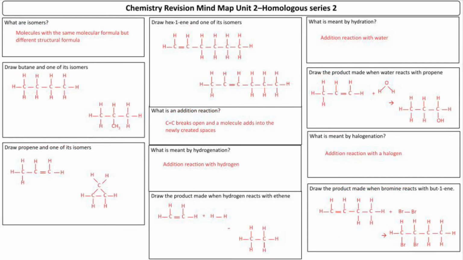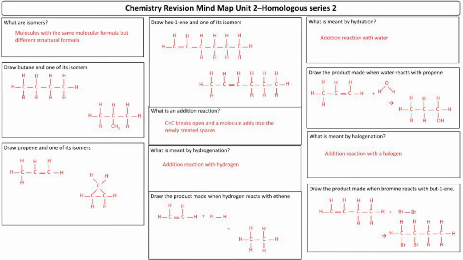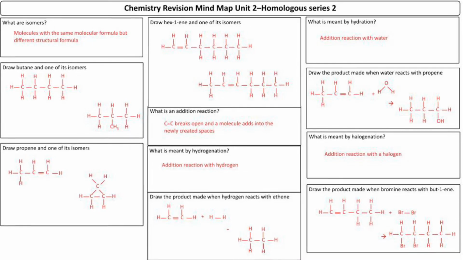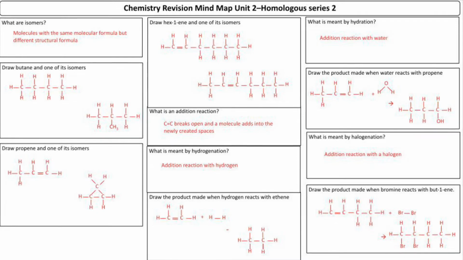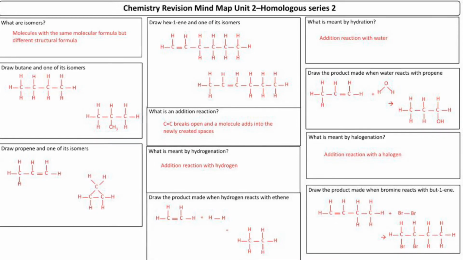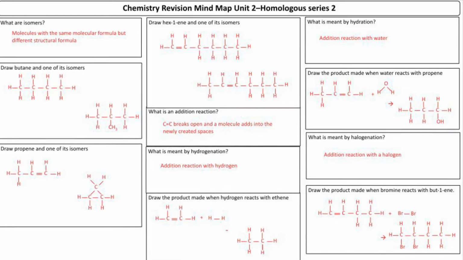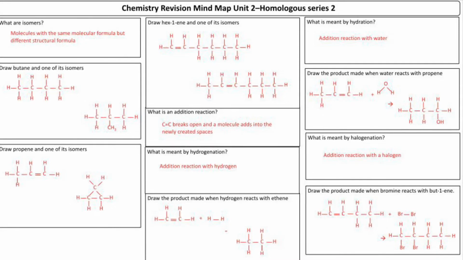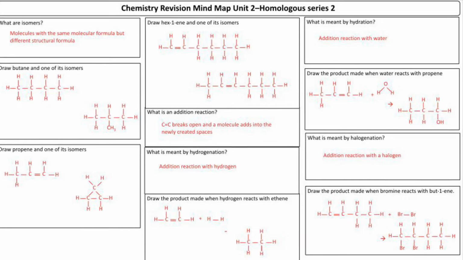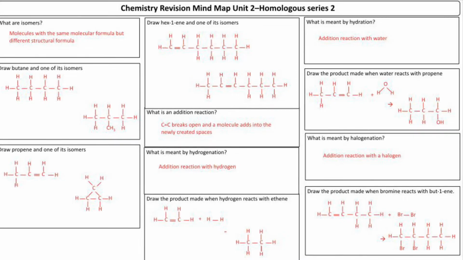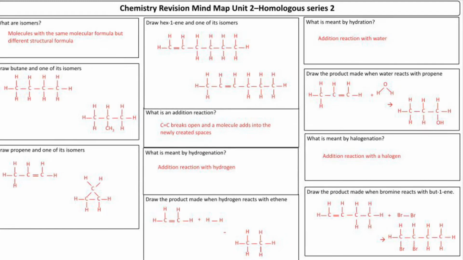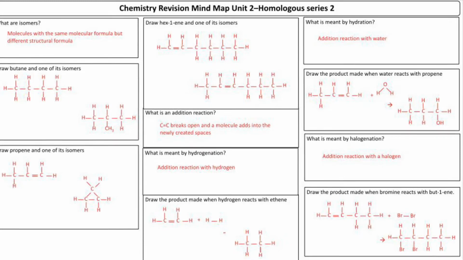So we've got homologous series part 2. Isomers. An isomer is a molecule that's got the same molecular formula, i.e. C4H10, but a different way of putting it together. So it's a different structure. As you can see there from the second panel, we've got butane, the top one, and 2-methylpropane. They're both C4H10, but they have different structures.